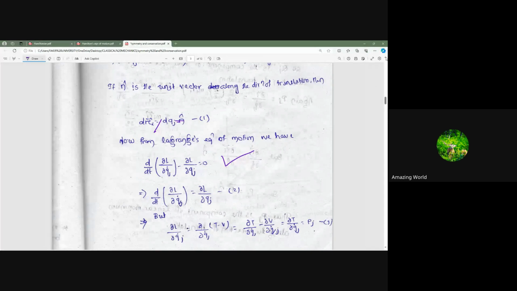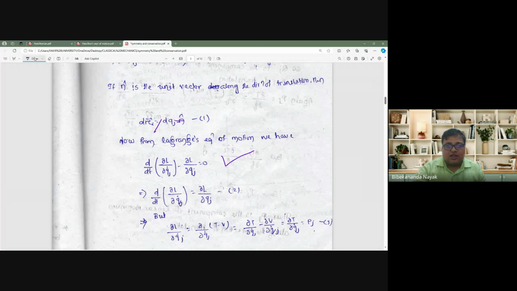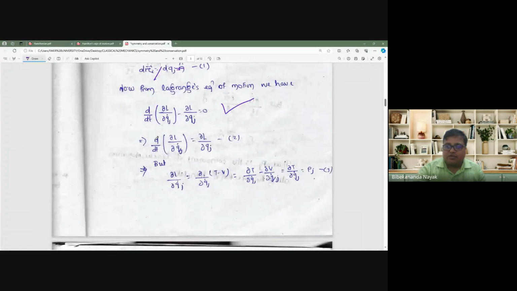So this is your Lagrange equation we discussed in the last class. According to that equation, d by dt of del L by del Qj dot is equal to del L by del Qj. But L is equal to T minus V. So putting this, we get del T by del Qj dot minus del V by del Qj dot. But potential is a function of only coordinates, so del V by del Qj dot is zero. So del L by del Qj dot is nothing but del T by del Qj dot, which is our Pj.